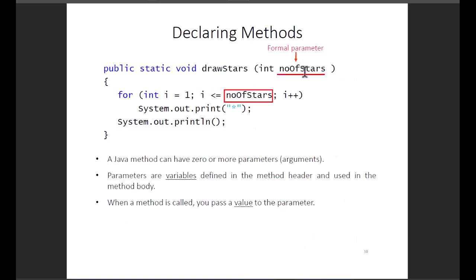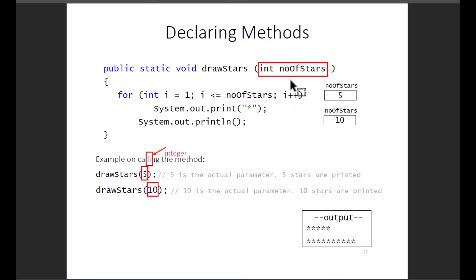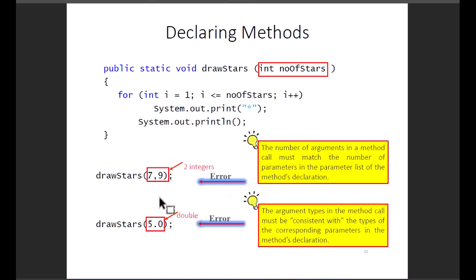You can modify this to number of stars, and this is how it's going in memory. You can give it different values. We have seen these. Read the slides. They are very important. You are not allowed to send. You see, the parameters that you send should match the number of parameters. These 7, 9, I do not have two integers, only one. And 5.0 is a double. I cannot put a double inside an integer. It cannot be promoted. So these will give you syntax errors.